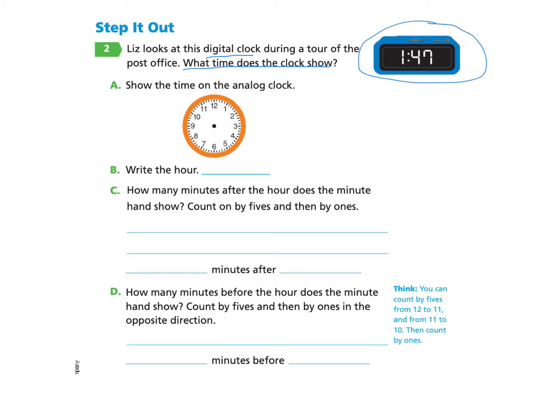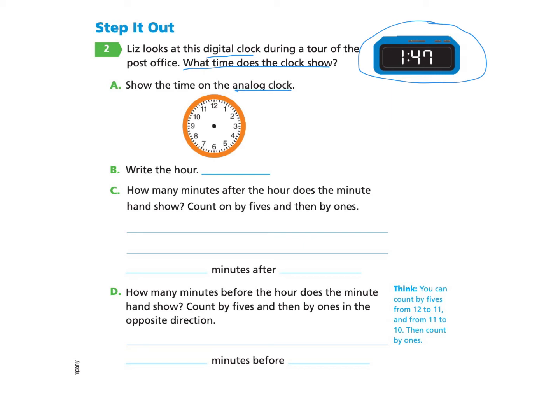When we look at the digital clock, we know that the hour is 1, so it is 1 o'clock, and the minutes are 47 minutes. So we would say it is 1:47 according to the digital clock. Now let's look at part A. Show the time on the analog clock, which is the other clock here that is shown.